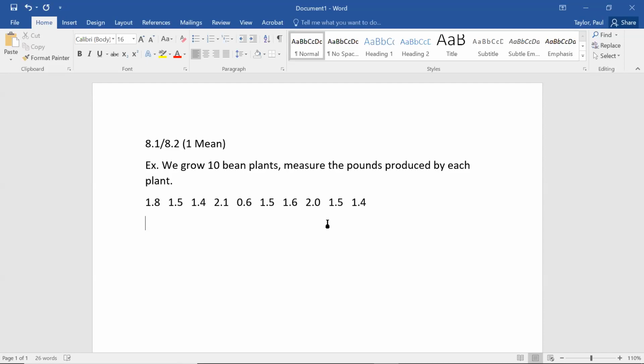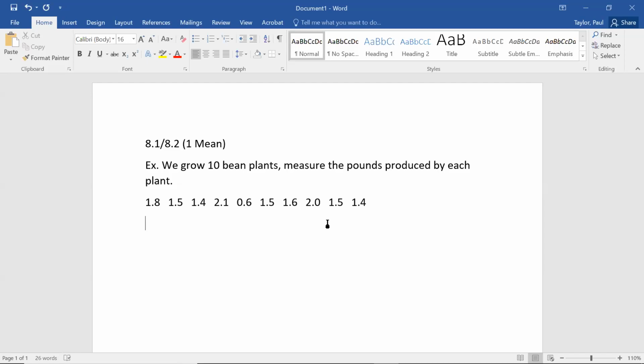I want to know if for all of the bean plants that I could possibly grow, what would be the mean? Now, I guess in future years, the weather might be different or something like that. But based on these 10 plants from this particular season, what would be the mean production for all bean plants that I could have possibly grown? So I can get a good guess by just averaging these 10 numbers.